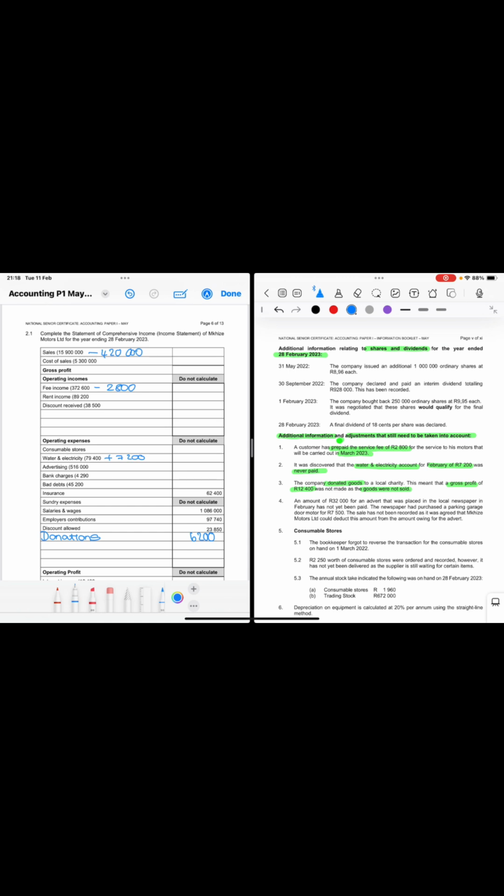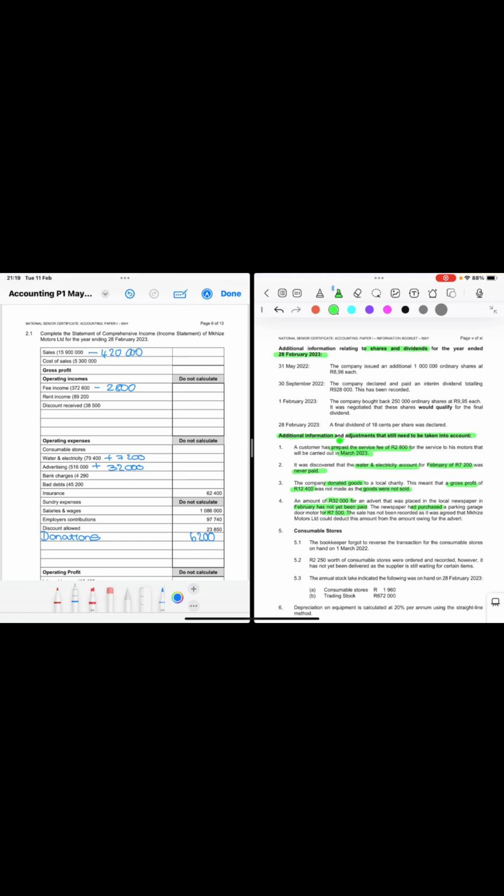An amount of 32,000 for an advert that was placed in the local newspaper in February has not yet been paid. So similar to the water and electricity account, this belongs to the current financial year, so we'll be including that to our advertising expense, 32,000.